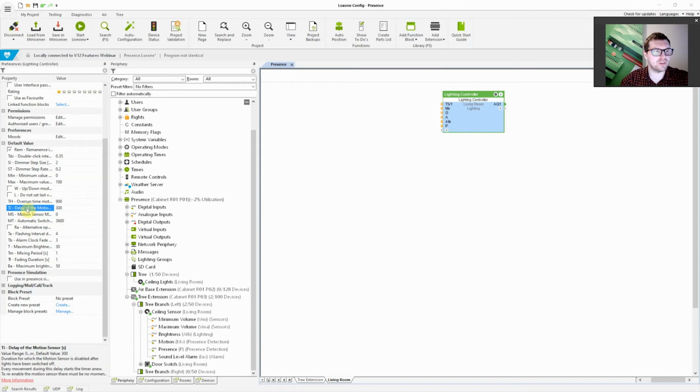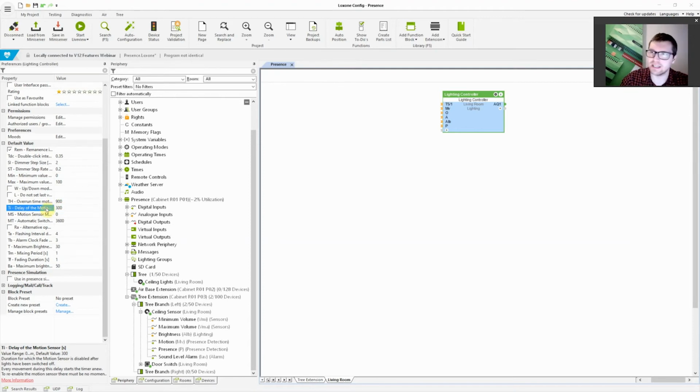The other parameters we have on the lighting controller is TI. TI is the delay of the sensor. Now this applies to both the MV and the P input. Basically what this means is if the lights were manually turned off, either through switch or app, the sensor is disabled from bringing lights back on for this period of time.